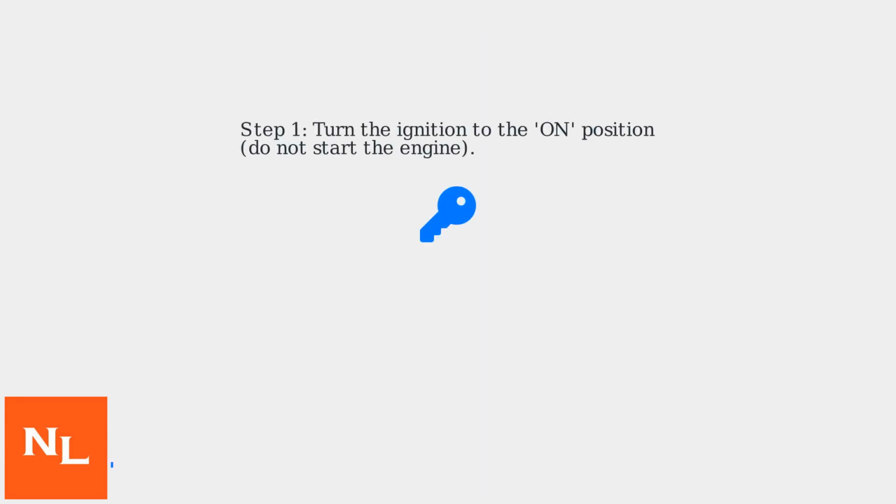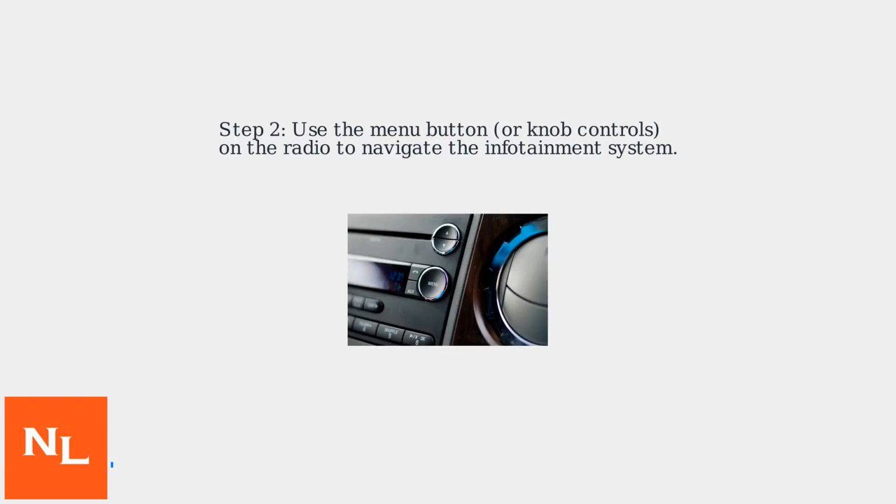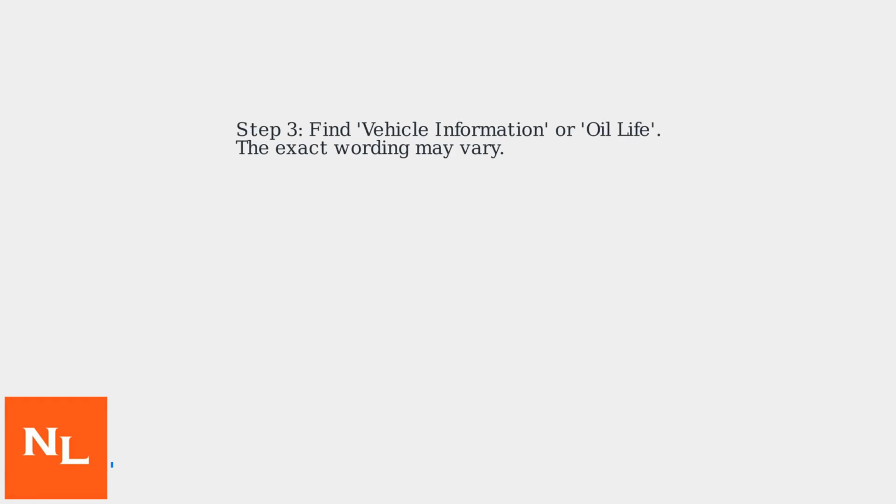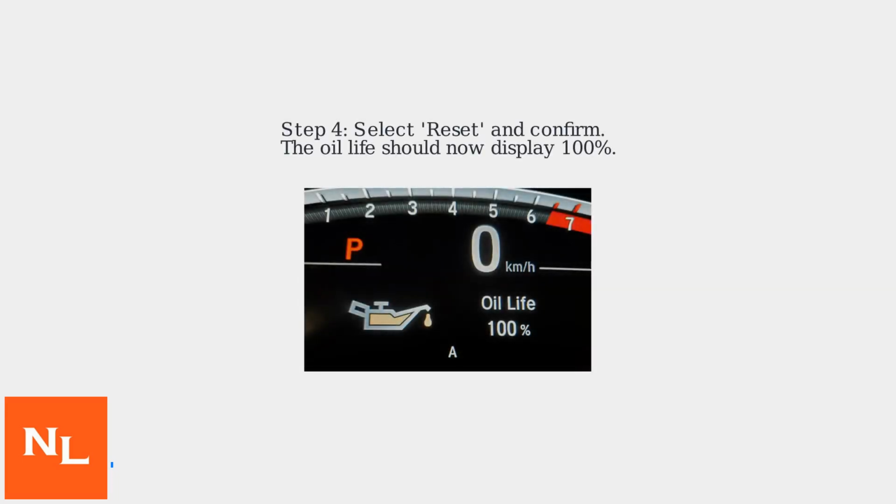Turn the ignition to the on position without starting the engine. Use the menu button or knob controls on the radio to navigate the infotainment system. Find Vehicle Information or Oil Life in the menu. The exact wording may vary by model. Select Reset and confirm. The oil life should now display 100%.